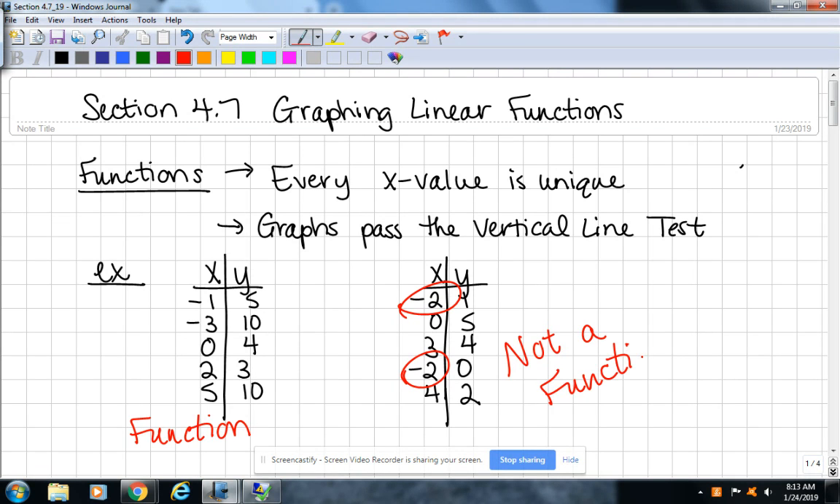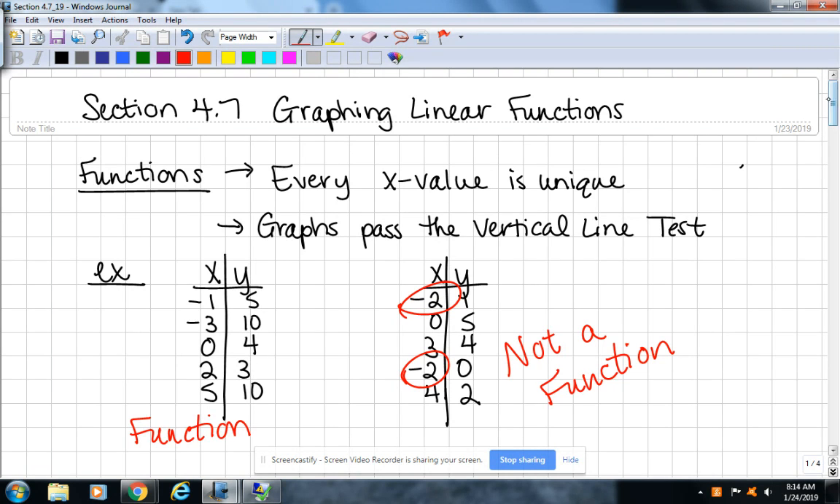Any questions about determining if something is a function or not a function? Sometimes you might see a function as just a list of ordered pairs, and you just look for the x's. I like to highlight or circle the x's so I can tell if it's a function. And like we said, if it's a graph, you do the vertical line test.